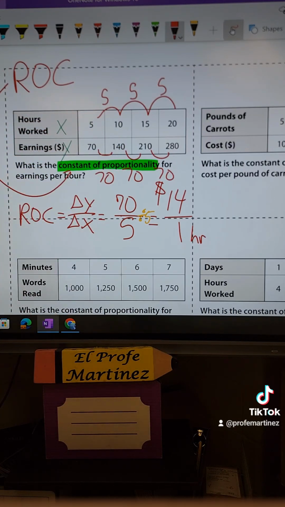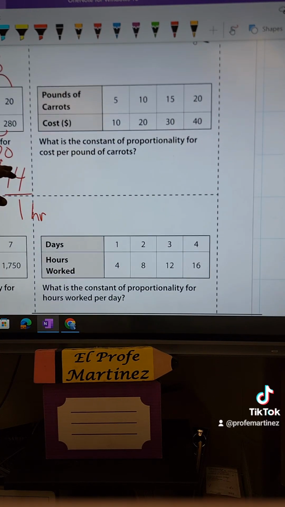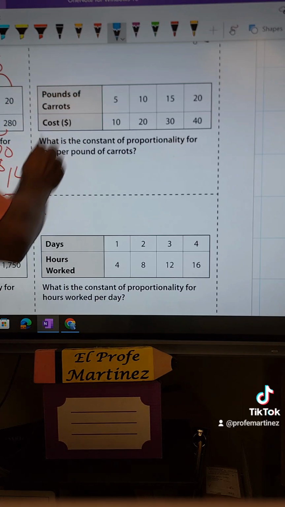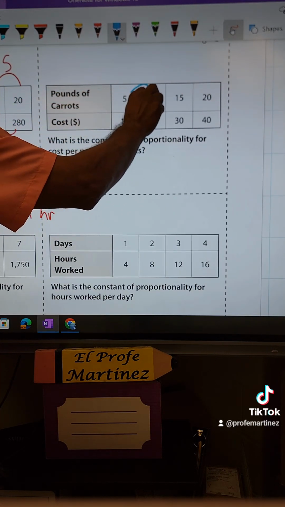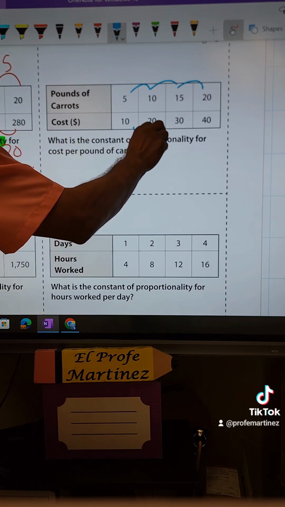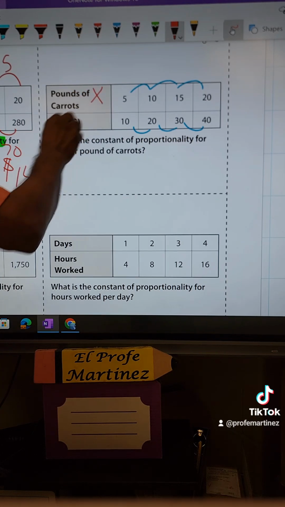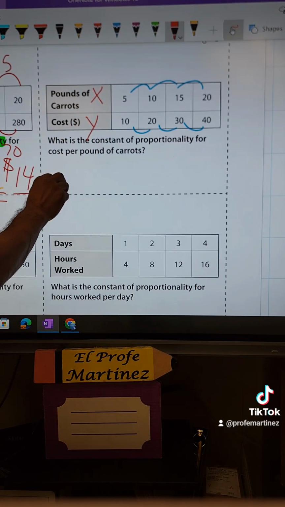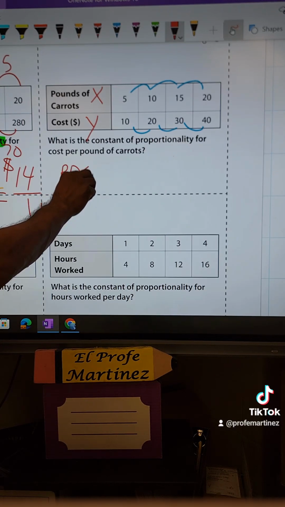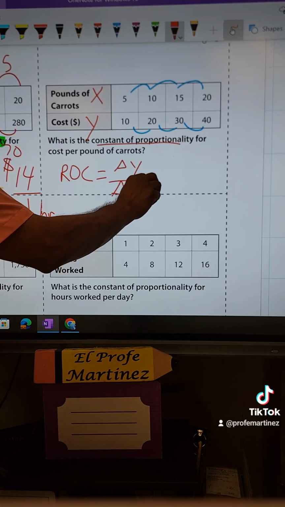Let's try one more here. Now we have the pounds of carrots and cost. Again, look for the pattern. There's a pattern in the pounds. There's a pattern in the cost. Pounds of carrots would be your X value, and cost is your Y. Again, you're going to look for the constant of proportionality, or the ROC. So it's the change in the Y over the change in the X.